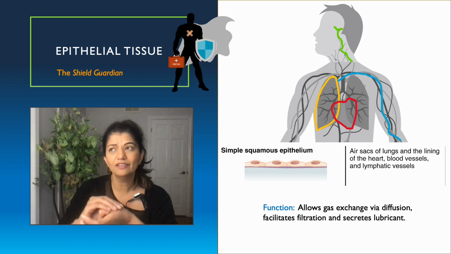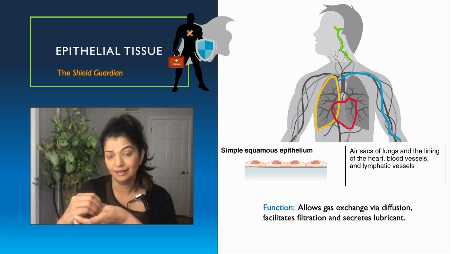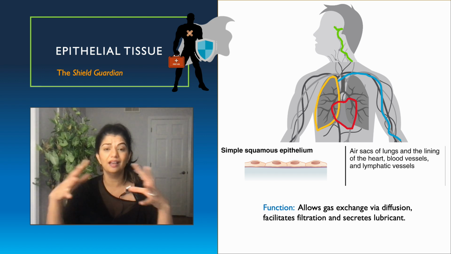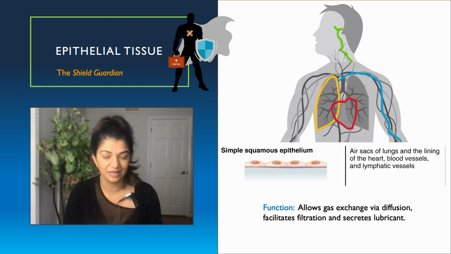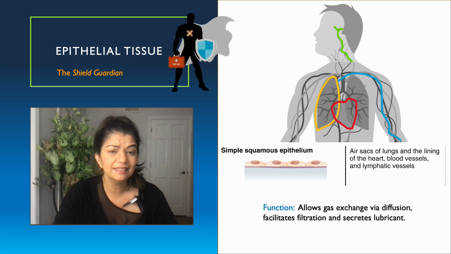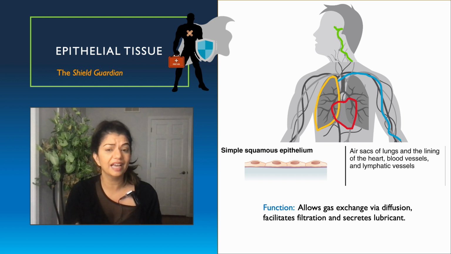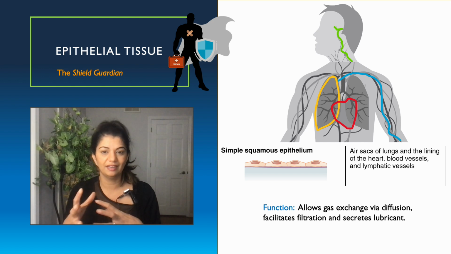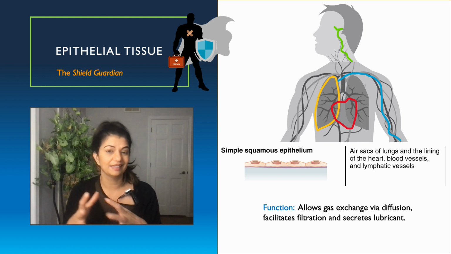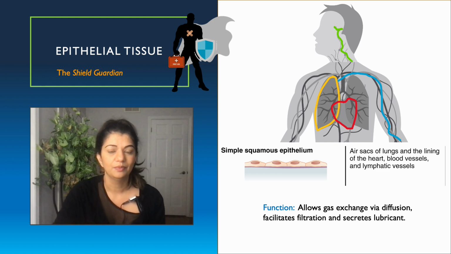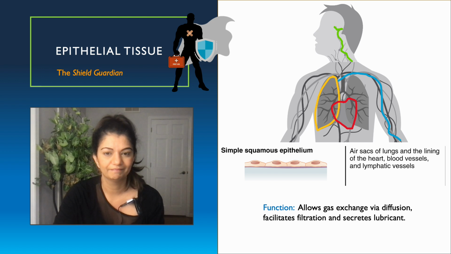So lastly, don't forget that the mesothelium is a simple squamous epithelium also that forms the surface layer of serous membranes. Basically it lines the body cavities and internal organs so that it provides lubrication and enables organs to slide with each other without any sort of friction.